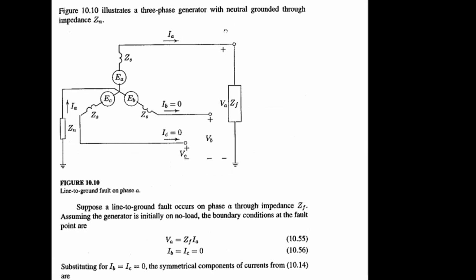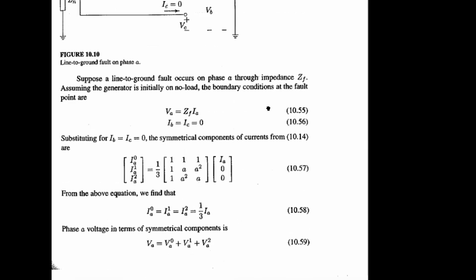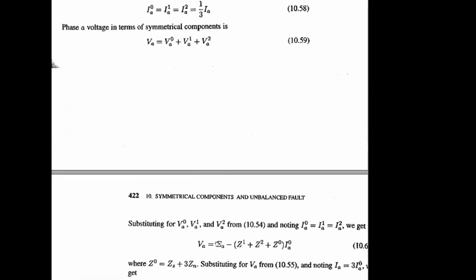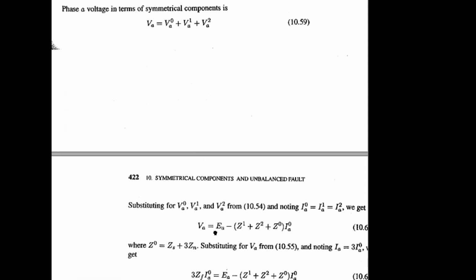We don't have the same information for all the phases. Only VA has the information of voltage over that fault impedance ZF. So VA will be an unbalanced voltage, and that can be resolved to its equivalent 0, 1, 2 domain. The 0, 1, 2 domain will give us the information of impedance. Actually, VA can be written in terms of EA.